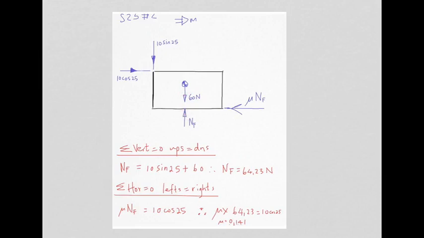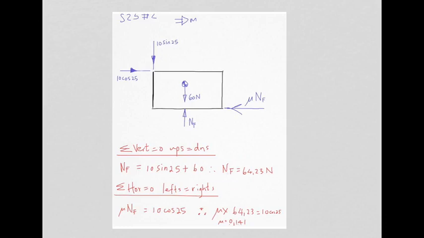NF, the normal force, which is between the surface and the block itself, perpendicular to it. And then lastly, if motion is from left to right, the resisting force of friction is from right to left, and as we've done before, it is the product of mu and NF. So once again, we sum vertical forces equal to 0, in other words, ups equal downs. We have up NF, and we have down two forces, 10 sine 25, there's that one, and 60, both down. From it we find NF at 64.23 newtons.